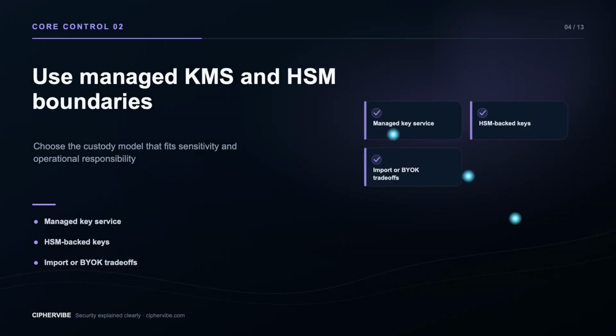The second building block is use managed KMS and HSM boundaries. Managed KMS services provide durable controls for many cloud workloads, while HSM-backed options and bring-your-own-key models may support stronger custody or regulatory needs. Evaluate availability, key import, rotation, escrow, regional dependencies, and recovery before choosing a model.